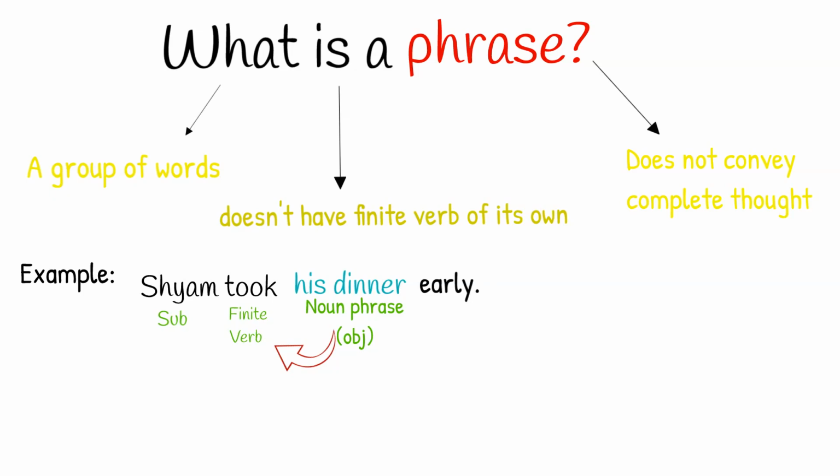Remember, if one asks the finite verb by what or whom, the answer will be the object of the verb. And the verb will be a transitive one. So here his dinner is a group of words without having any finite verb and cannot convey proper meaning alone. And it acts as the object of the verb took. So it is a noun phrase. Move on to the next example.